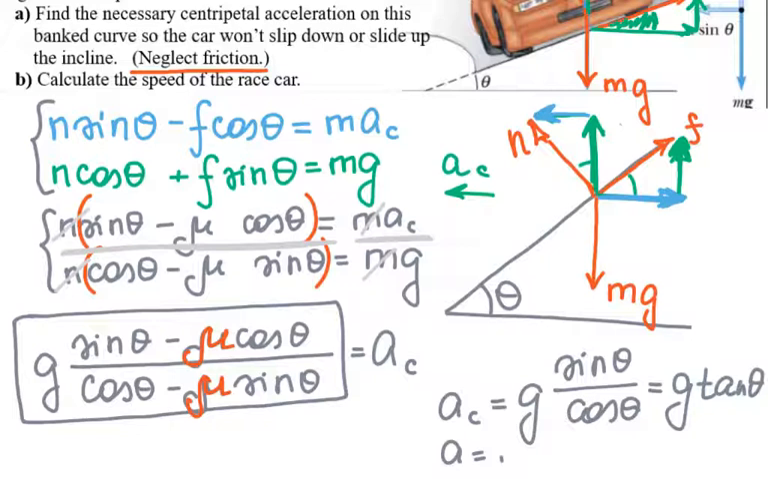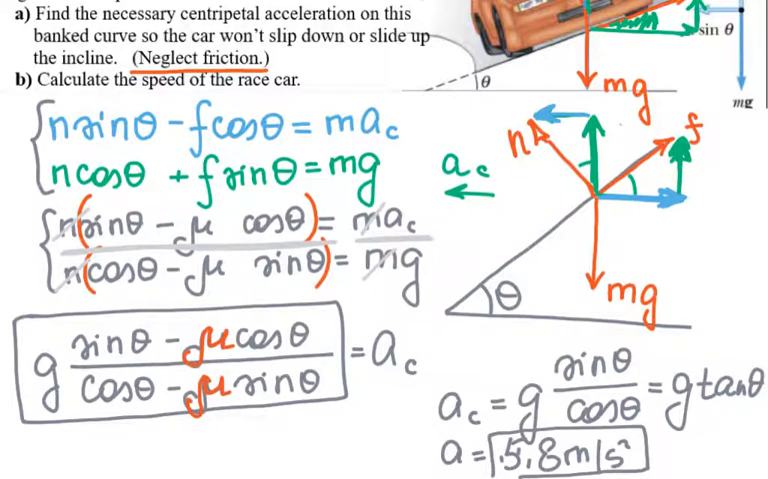and centripetal acceleration is equal to 5.8 meters per second squared. That is if I plug in g as 9.8, and if I plug in 10, then I get 6.